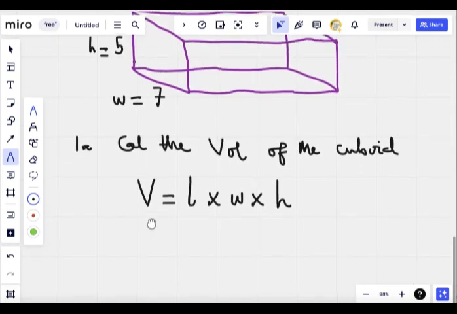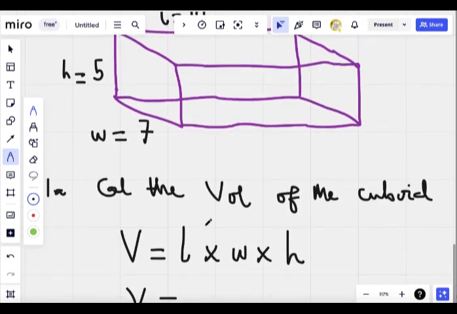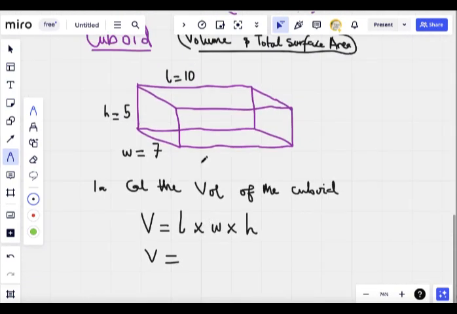So the volume V is equal to the length, which is 10 centimeter, multiplied by the width, which is 7, multiplied by the height, which is 5. Okay? So this will give us the volume.